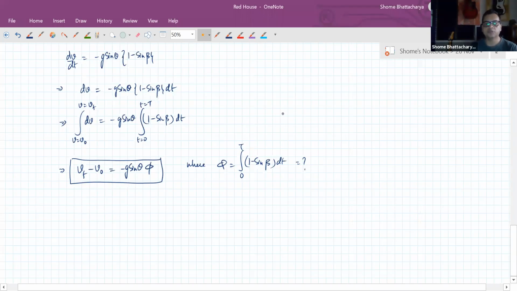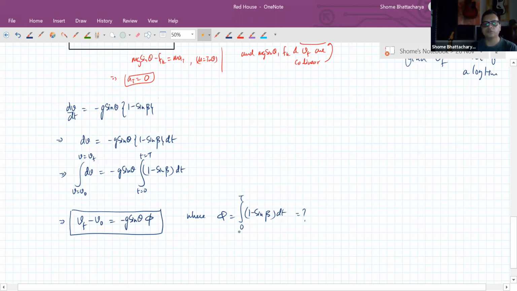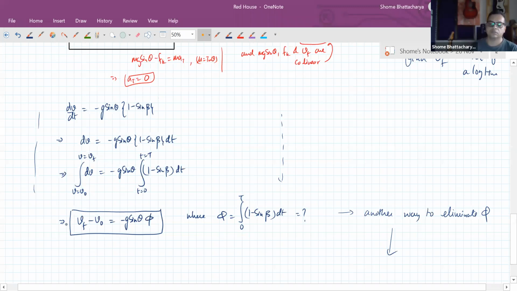Okay, so just make a note of this part, then I'll tell you how we will solve for phi. Okay, so next we will see another way to eliminate phi. We'll see that next. Okay, but write down up to here first.